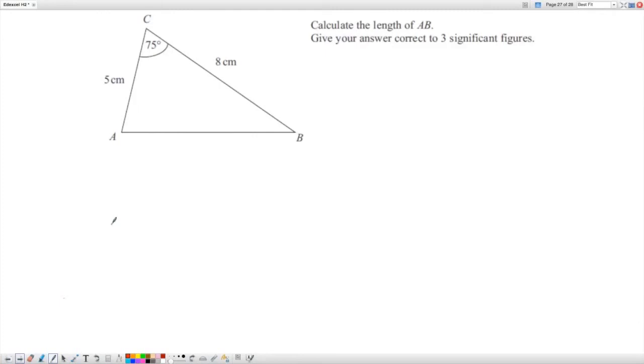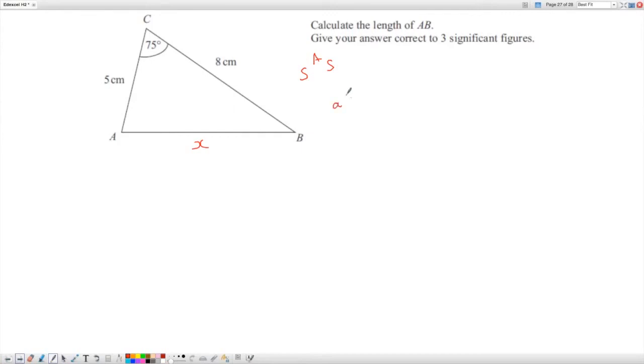For this question, we're asked to find the length AB. Here we have a side, an angle enclosed by the other side. So we can use our cosine rule to find the missing length. We have the situation side, angle, side. The angle is enclosed by two sides here, 5 and 8.